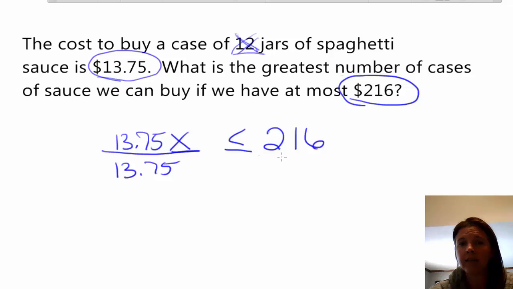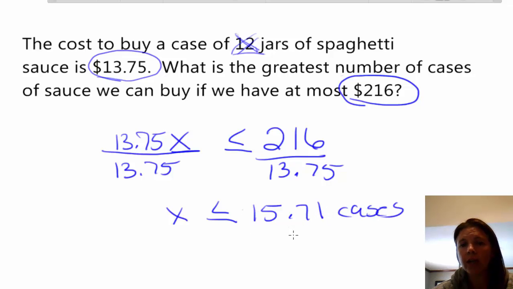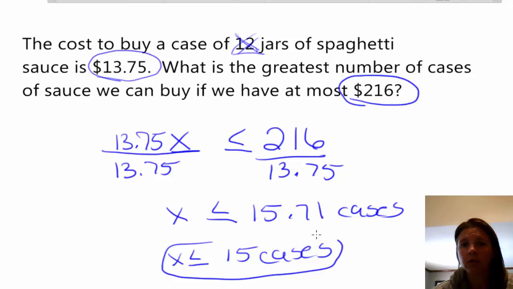Divide by $13.75. Divide by $13.75. You can use your calculator. We don't have to switch anything because there's no negative there. The 13.75 isn't negative. And it ends up being 15.71, and this is cases. So we don't have enough to buy 16 cases, so we would have to buy 15 cases. That's the most that we could buy. We could actually buy less than or equal to 15 cases. Okay? And that is it.